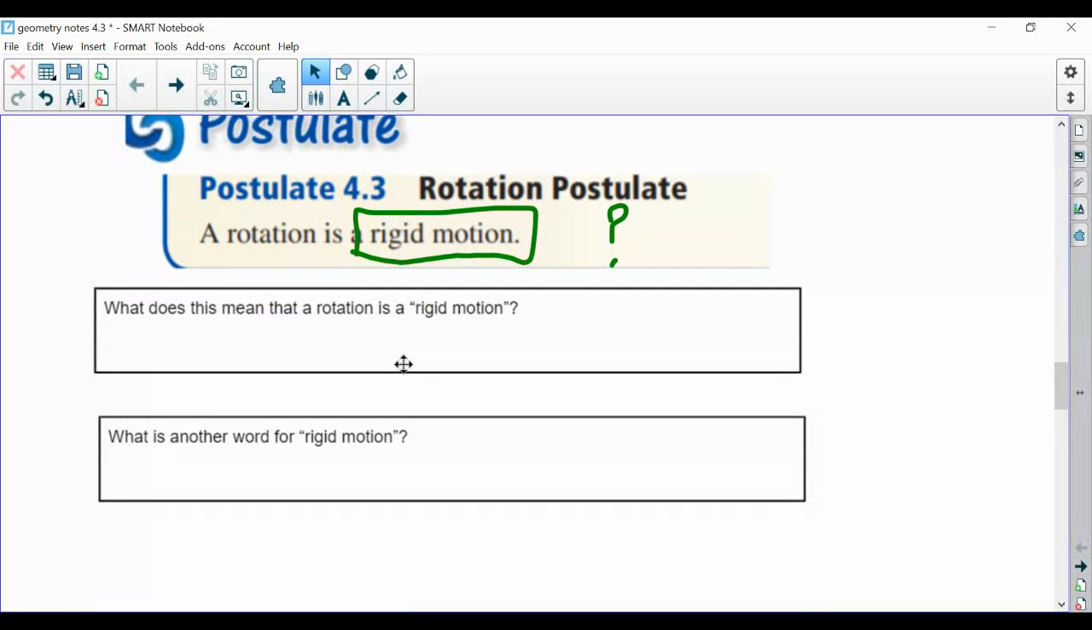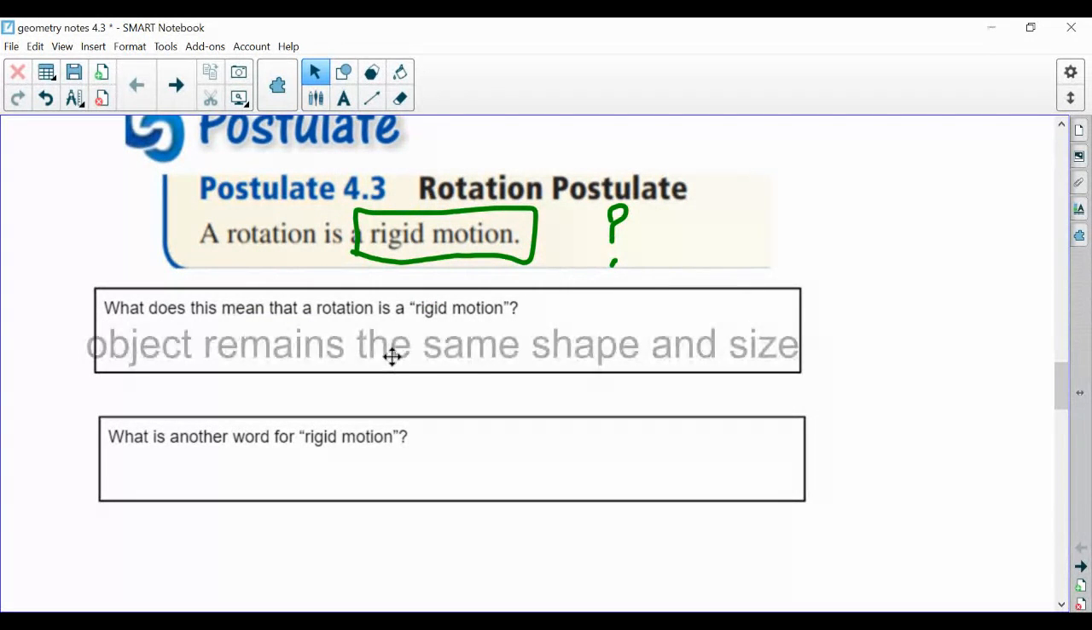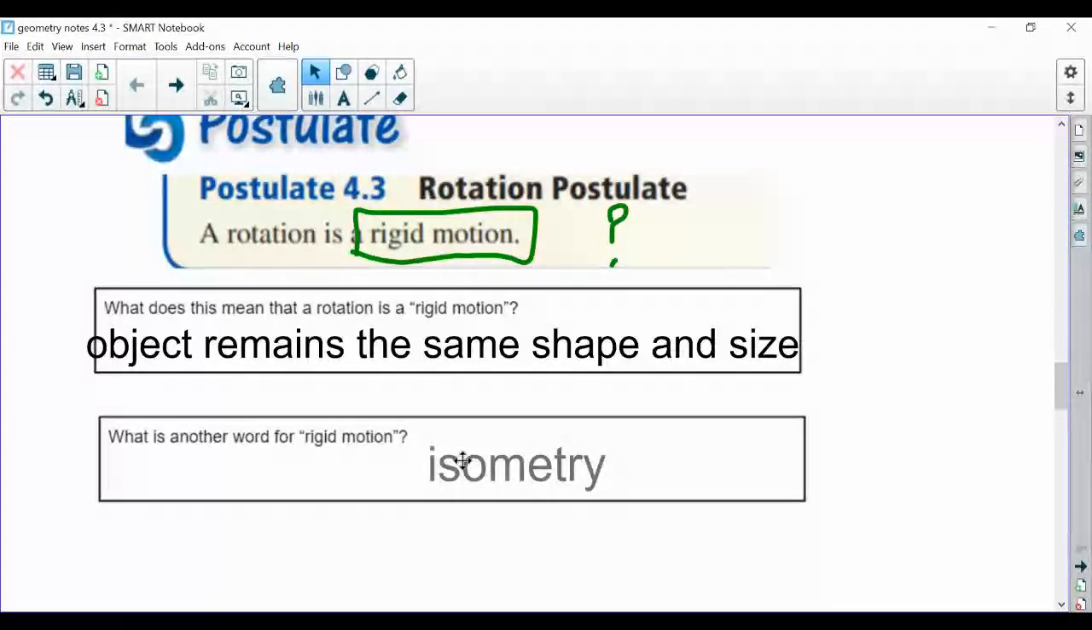All rotations are a rigid motion. What's a rigid motion? Remember, a rigid motion means that the object will remain the same size and the same shape. And another word for rigid motion is isometry.